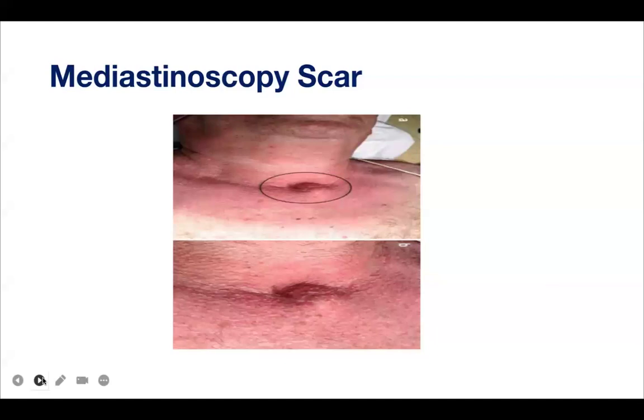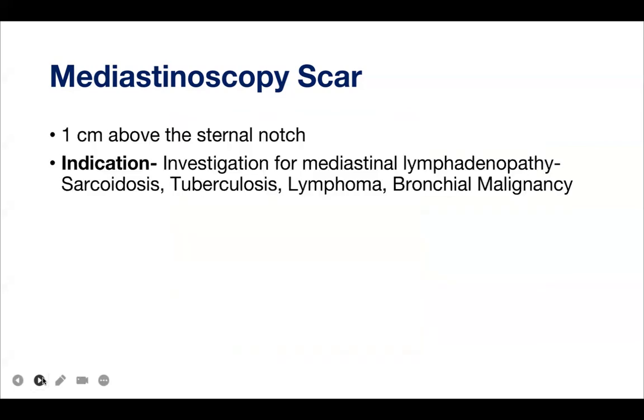Previously, in suspected mediastinal cases, or in order to perform a biopsy in mediastinal conditions like lymphoma, tuberculosis or sarcoidosis, there could be a mediastinoscopic scar. It is situated just above the sternum, as we can clearly see. It is about 1 centimeter above the sternal notch, and we do it in suspected mediastinal lymphadenopathy. We should always think of this in cases of sarcoidosis, tuberculosis, lymphoma, or even some cases of bronchial malignancy as well.